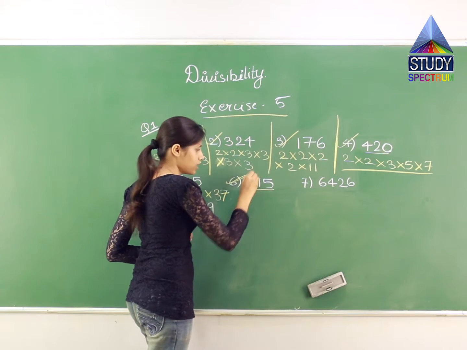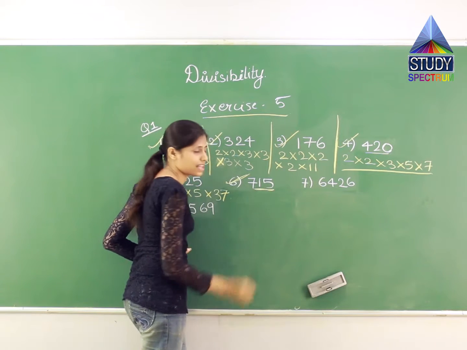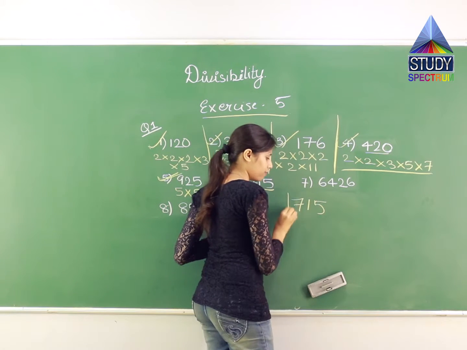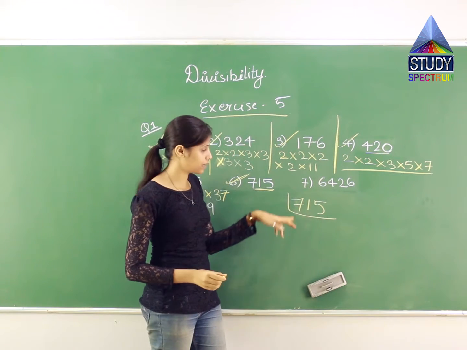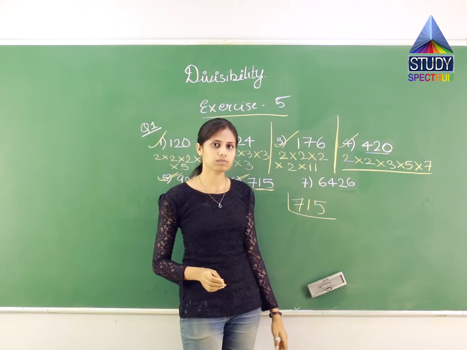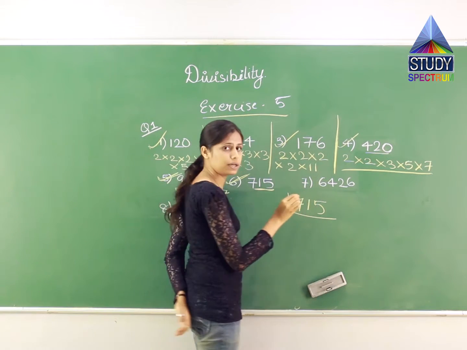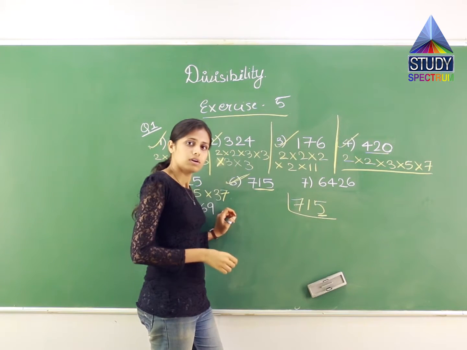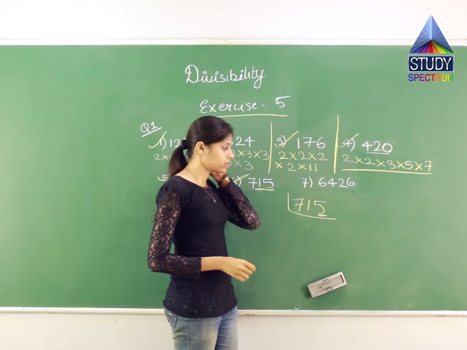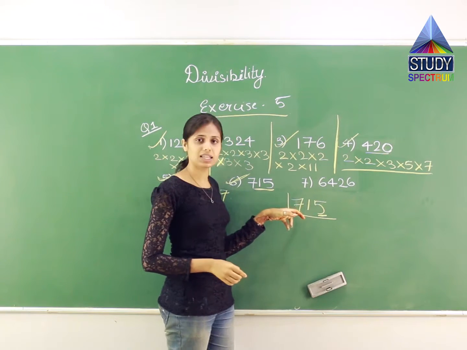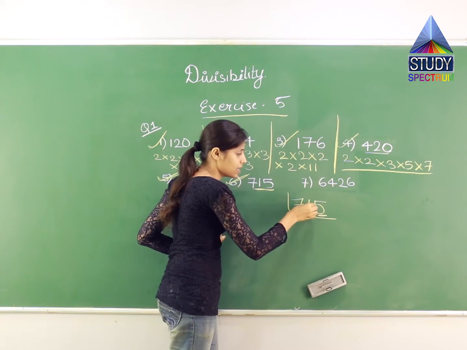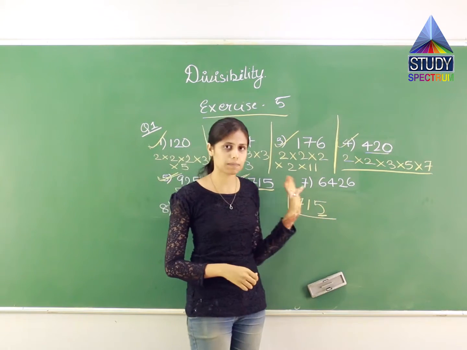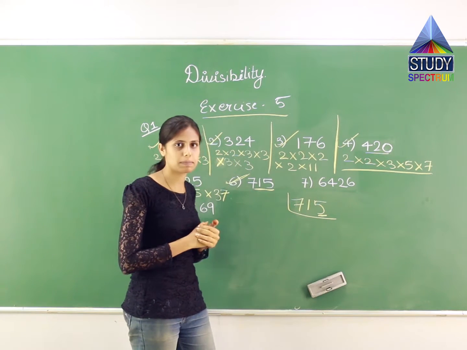Now we will start with the sixth question. The number is what? 715. Same like the previous question. So I'll write 715 inside the factorization bracket. Now tell me, can I divide 715 by 2? No, because what the divisibility of 2 says, I need even numbers at the end. Is 5 an even number? No, so it cannot be divided by 2. Then what about 3? Can it be divided by 3? 5 plus 1 is 6. 6 plus 7 is 13. 13 is not divisible by 3. So the entire number 715 is also not divisible by 3.